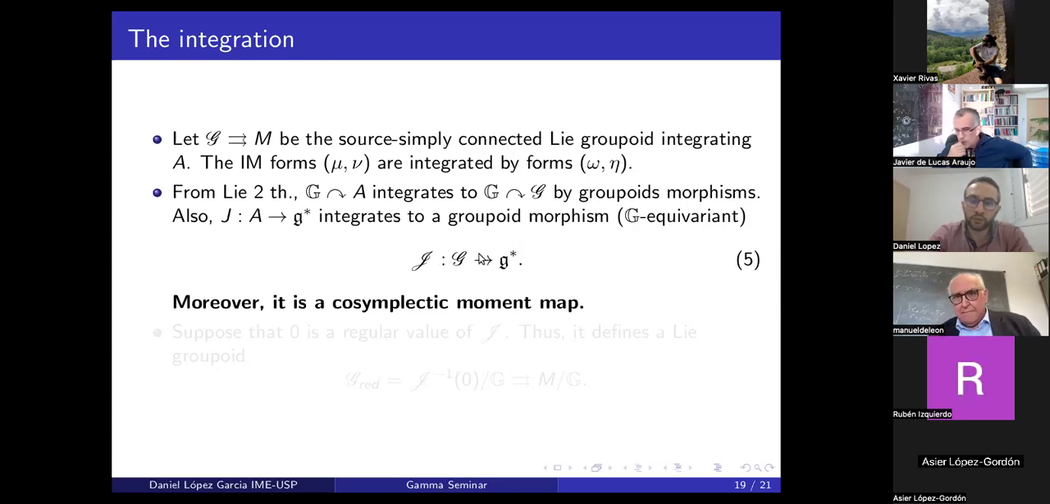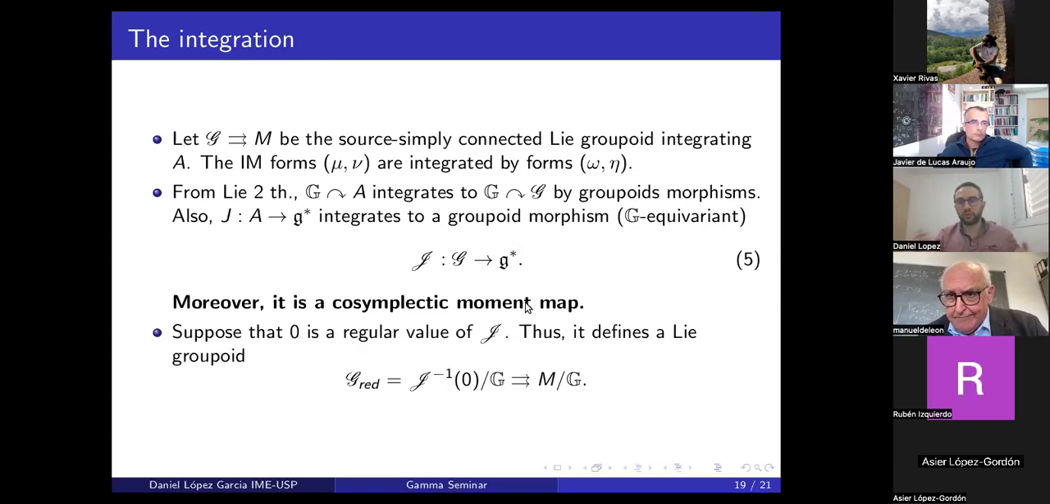And it is possible to prove that this map is G-invariant, and moreover, it is a cosymplectic moment map. So what we can do is, by some consideration on the 0 level, we can consider this quotient as a smooth manifold, and here we can use the Marsden-Weinstein theorem for cosymplectic manifolds and produce a cosymplectic structure on the arrows of this Lie groupoid.